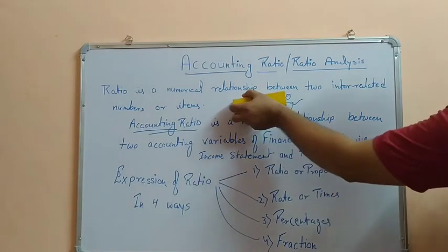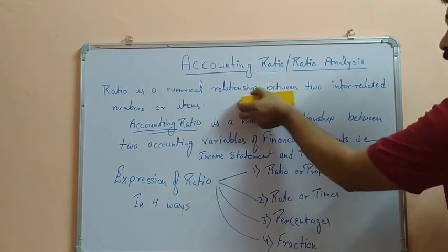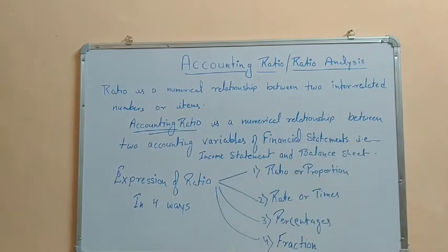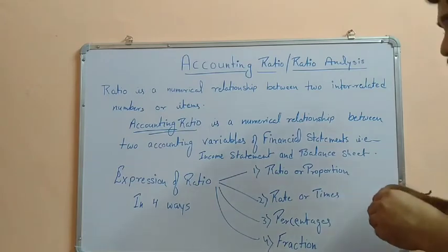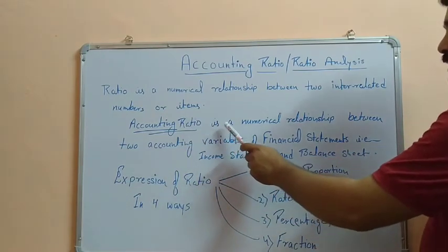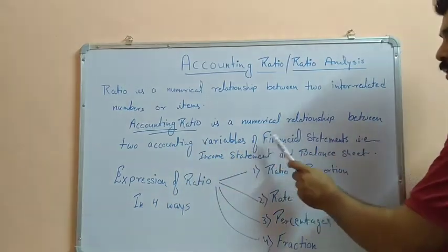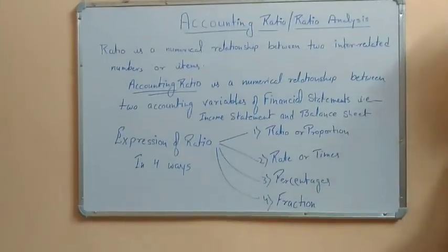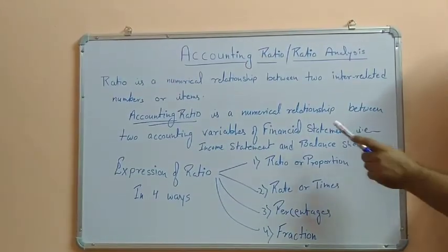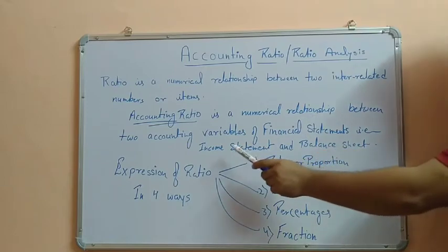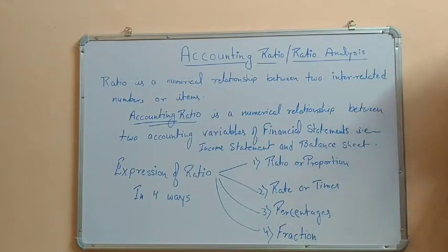Okay. Now let us discuss the second thing, our topic. What is the topic? Accounting ratios. What do you mean by accounting ratios? Accounting ratio is a numerical relationship between two accounting variables of a financial statement, that is, the income statement and balance sheet. There are a number of figures in financial statements. Out of that, two figures are taken and a ratio is calculated between them.